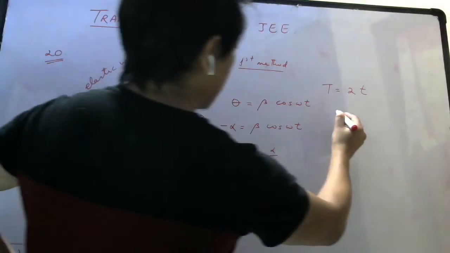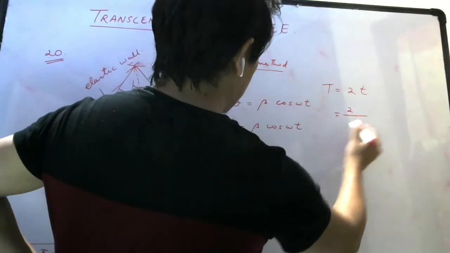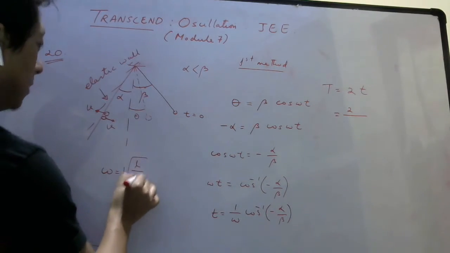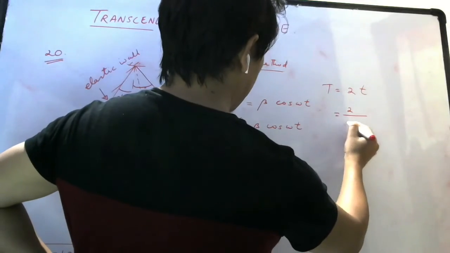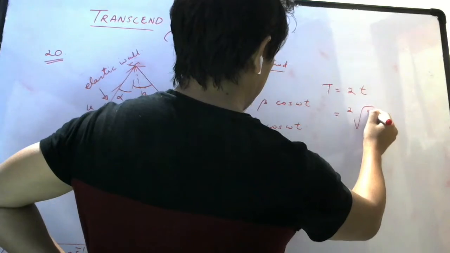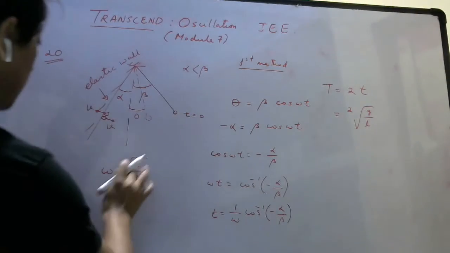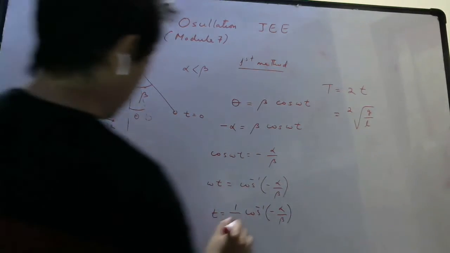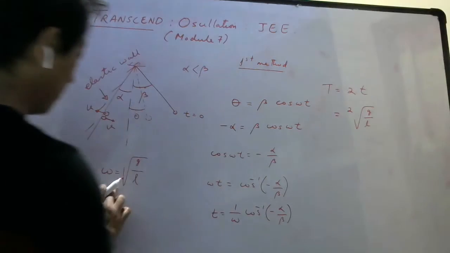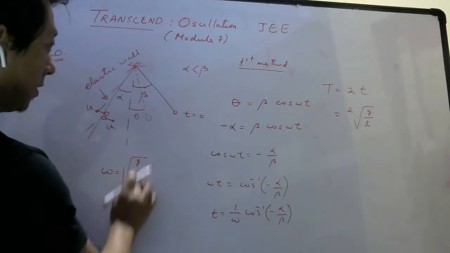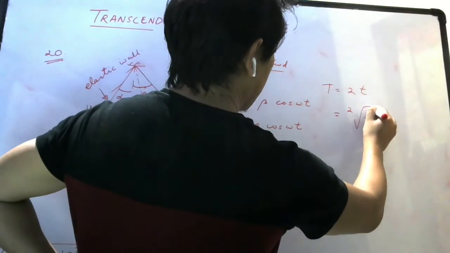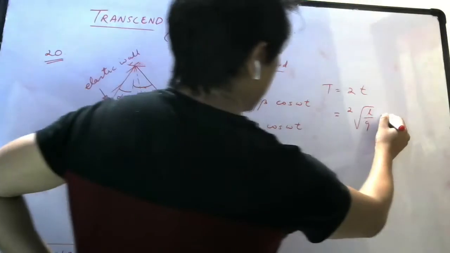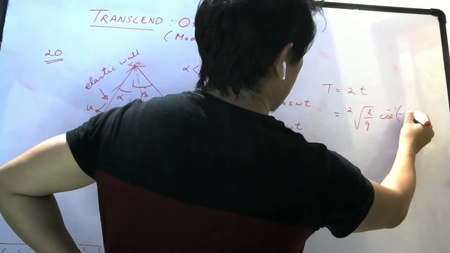With whatever speed it hits, with the same speed it rebounds. Now omega is root over g by L, because the time period of a pendulum is 2 pi root over L by g, right? So 1 by omega becomes root over L by g. So the time period is 2 root over L by g into cos inverse of minus alpha by beta.